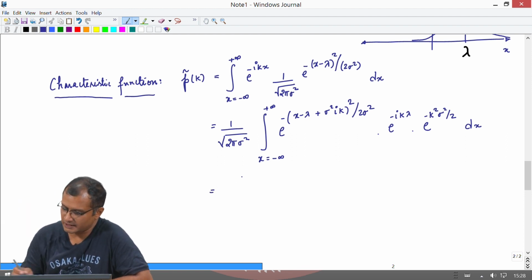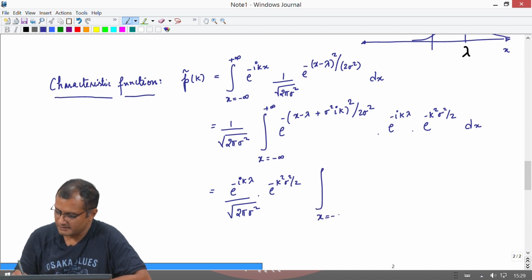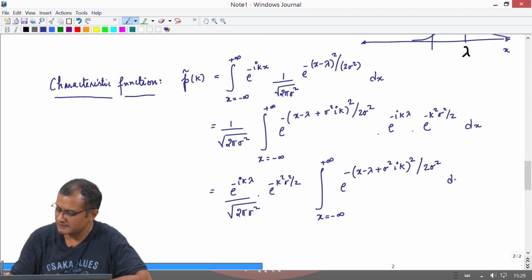As usual, I can pull out e raised to minus I k lambda because this is an integral on x. So, e raised to minus I k lambda comes out, divided by 2 pi sigma square, and so does e raised to minus k square sigma square by 2, and what I have inside is basically an integral x going from minus infinity to plus infinity, e to the power minus of x minus lambda plus sigma square I k square by 2 sigma square dx.